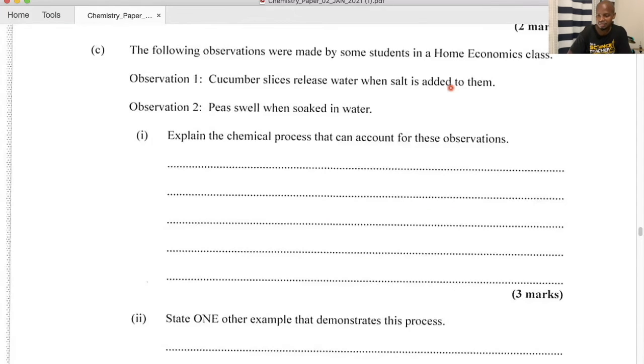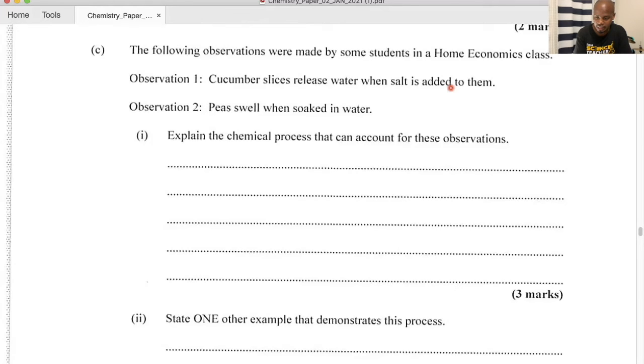The following observations were made by some students in a home economics class. Observation 1: cucumber slices release water when salt is added to them. Observation 2: peas swell when soaked in water. Explain the chemical process that can account for these observations. So we're going to state the chemical process and give a breakdown of what is really happening, which accounts for these observations.